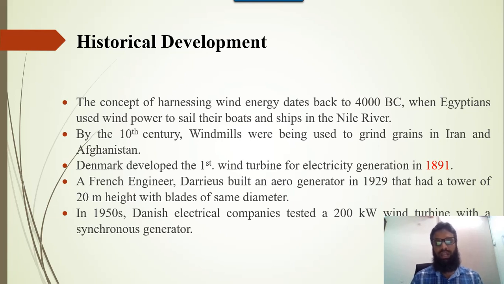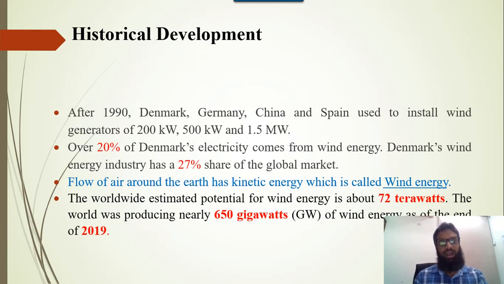After that, in 1929, a 20-meter-high wind turbine was created by a French engineer. In 1950, a Danish electrical company tested a 200 kilowatt wind turbine with a synchronous generator. After that, in 1990, Denmark, Germany, China, and even Spain used wind turbines to produce electricity, and the maximum rating was almost 1 or 1.5 megawatt.